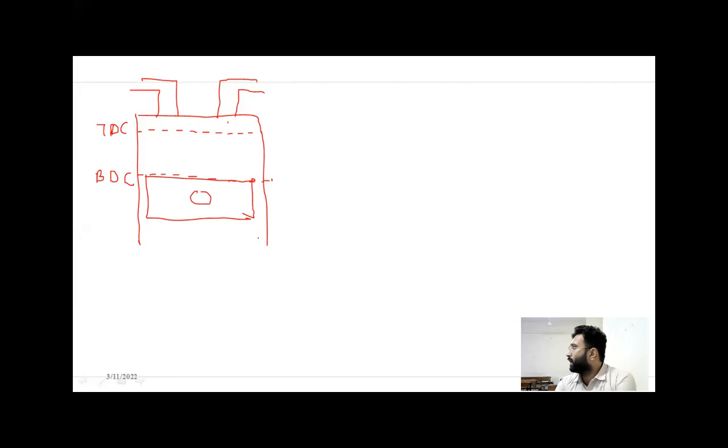It is there in the IC engine syllabus also. The volume between TDC and BDC is called the swept volume, or VS. A small clearance volume is maintained for safety purposes, so that the piston does not hit the wall directly and cause damage. This volume is called the clearance volume, or VC, and the total volume is called VT. So total volume is equal to VS plus VC.